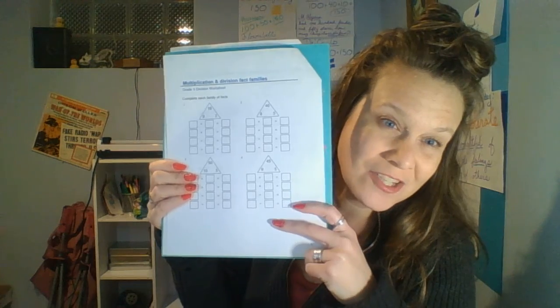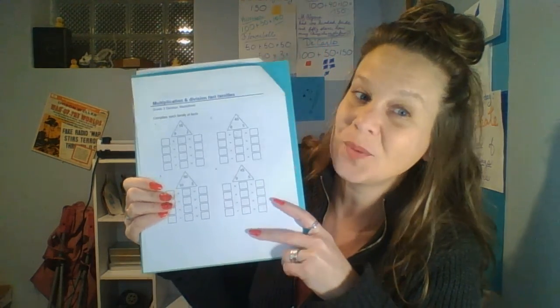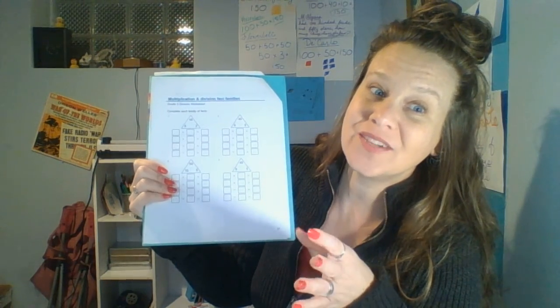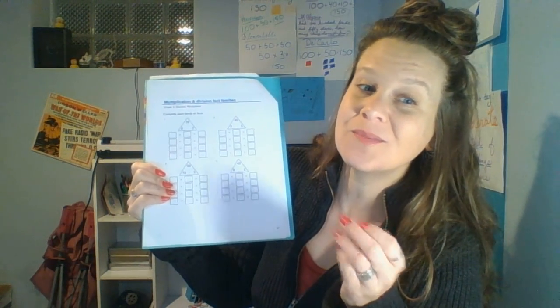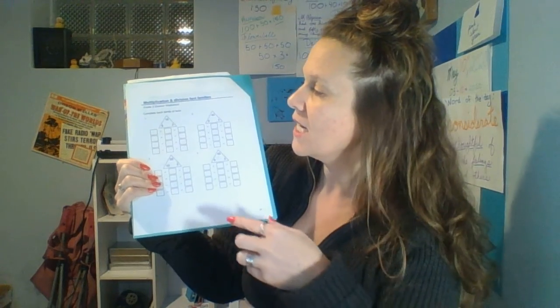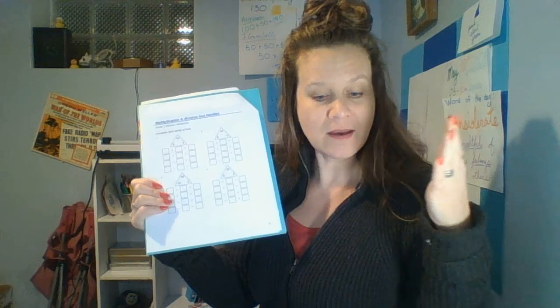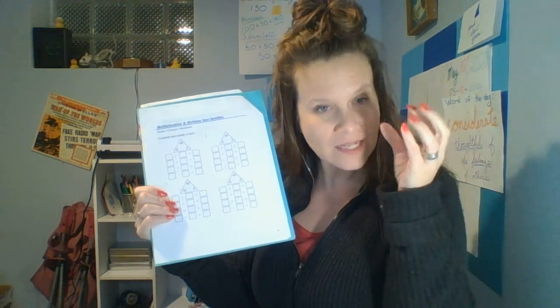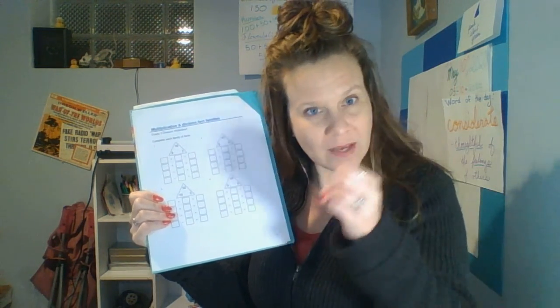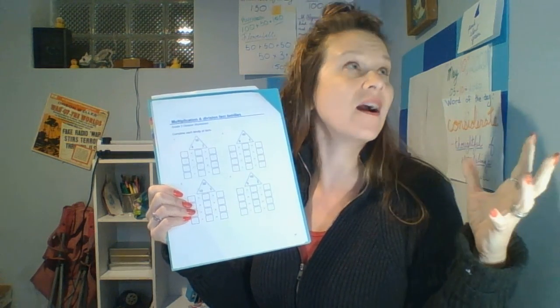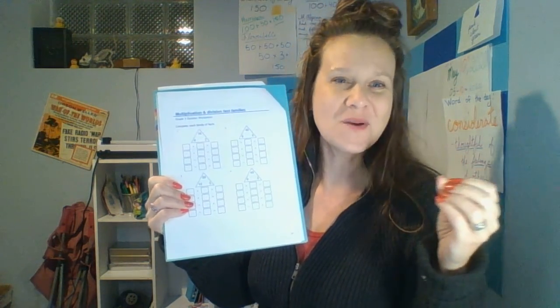Page 2, multiplication and division, fact families with fact family houses. We have done this a bunch in our room, so you guys are going to be pros at this. Remember that multiplication is doing something, taking an equal group and doing it a certain number of times. Division is taking a whole number and splitting it into equal groups. So that's why those are opposite forms.